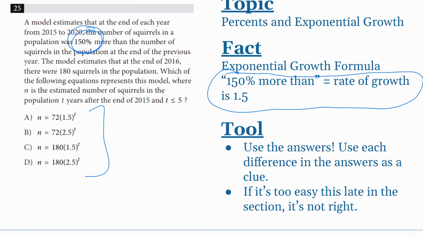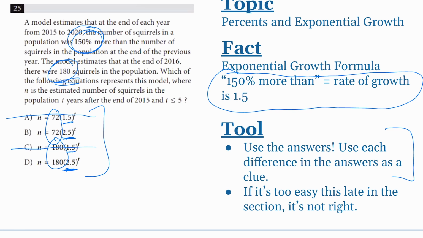So if you spot that in the problem, then you're going to immediately notice that we're down to two answers because we have our 2.5s here. And honestly, the tool here is really just the beauty of the answers, that if you look at the answers and look at the difference between them, so you notice a difference in this initial value, right, of 72 versus 180, and then you notice the difference in the growth versus 1.5 and 2.5, it's just so obvious that this late in the game, it's not going to be 180 because that's what's initially in the problem.